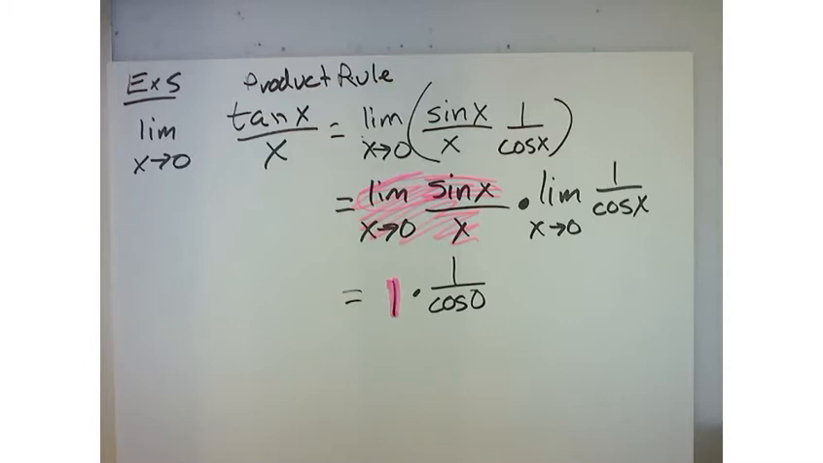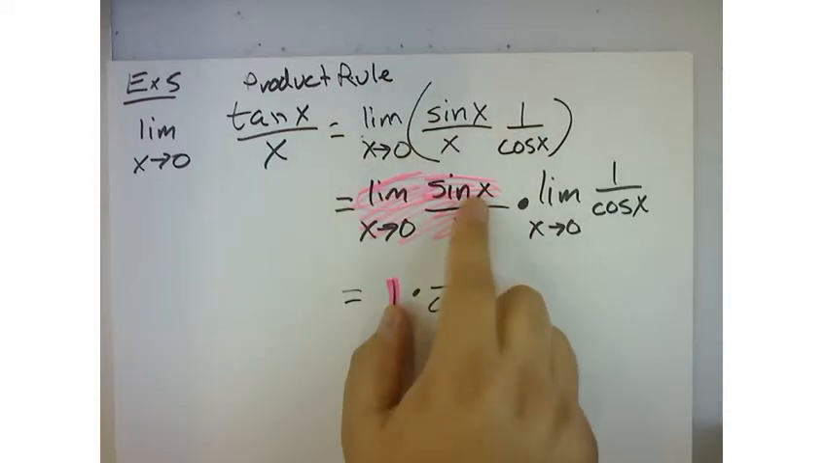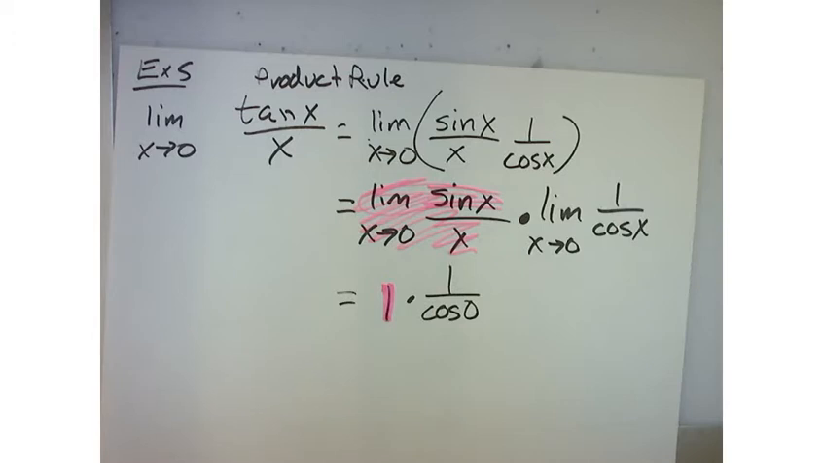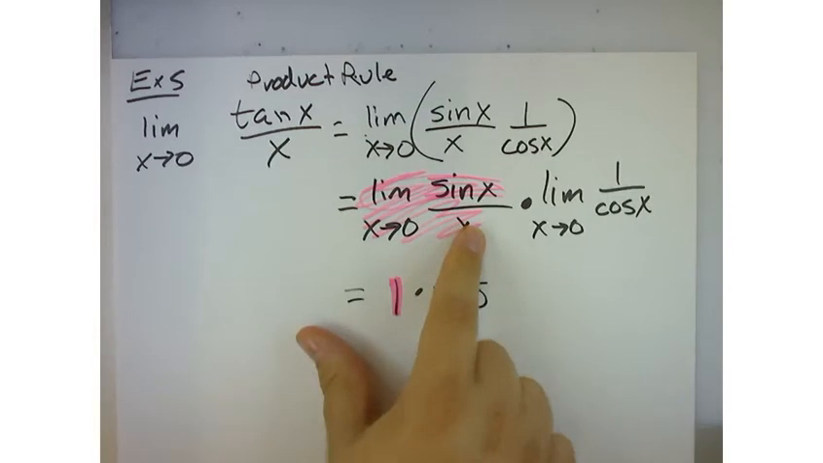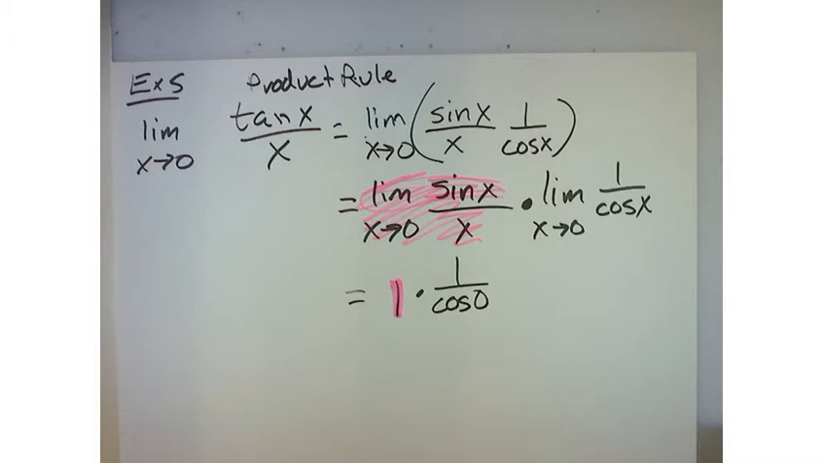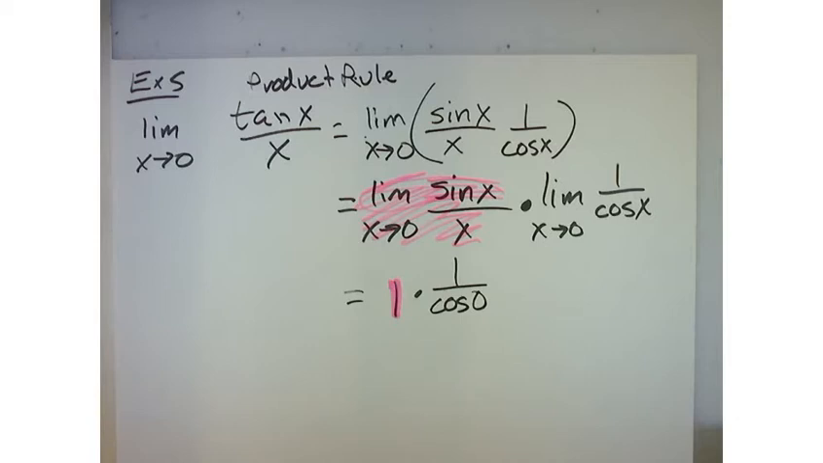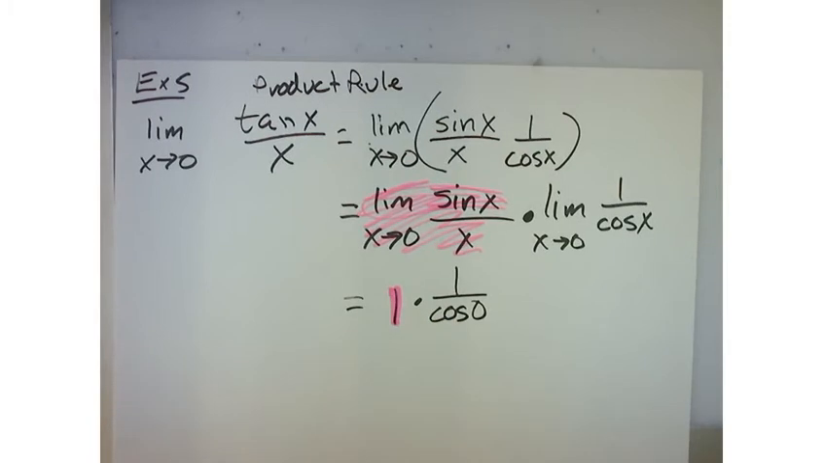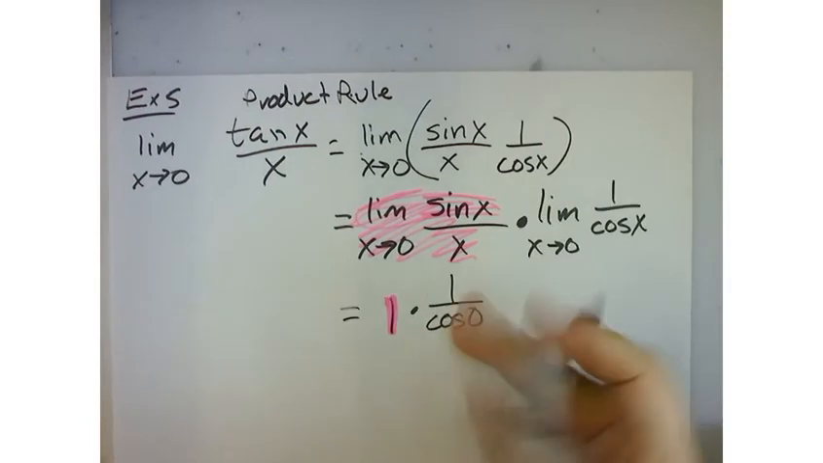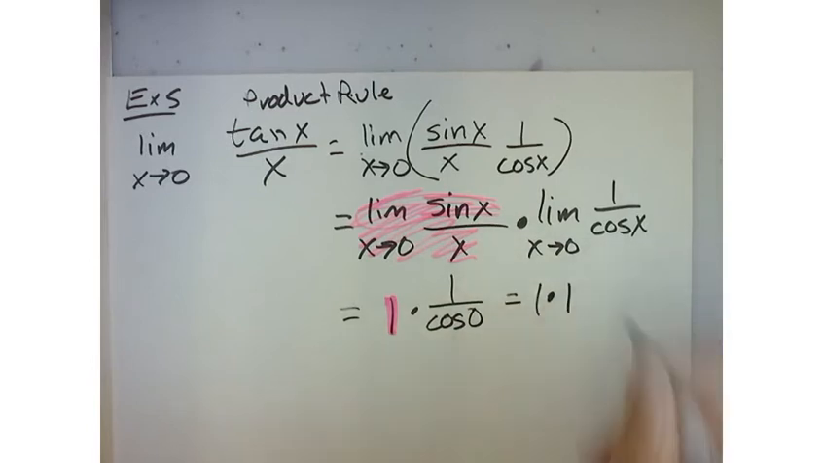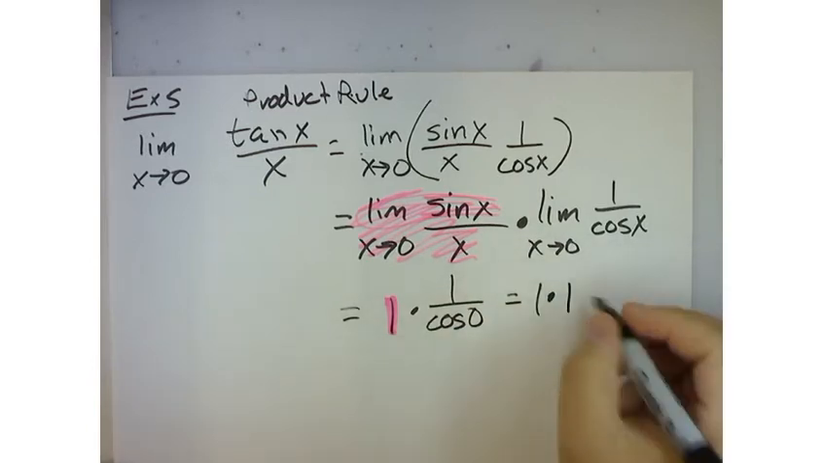Wait, Mr. F. Yes? Why, if you started with tan of x, why do you go to sine? Well, because I know that this equals 1, and I probably should have done that proof before we did that example. We talked about it briefly the other day, and it's not tedious, but I don't want to distract us from what we're doing. So we separated it because this is actually going to be 1 times 1, which is just 1.